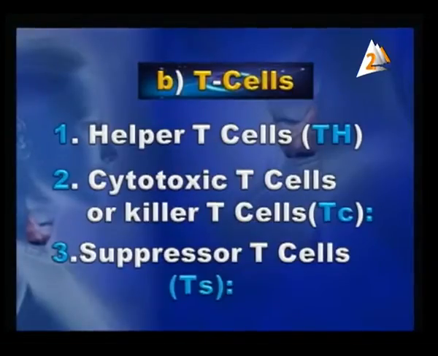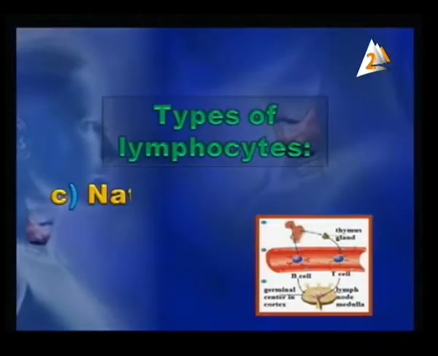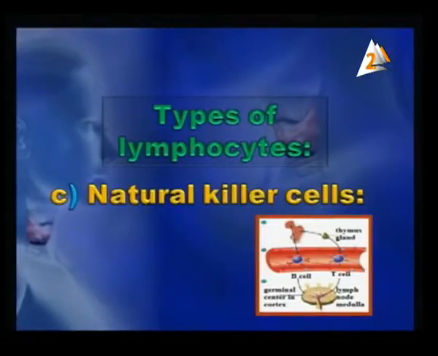The last one of these types will be the natural killer cells. They represent about 5 to 10% of lymphocytes in the body. They are formed and matured in the red bone marrow. They also attack foreign cells and kill the carcinogenic cells and the body cells infected with viruses through the enzyme that natural killer cells secrete.